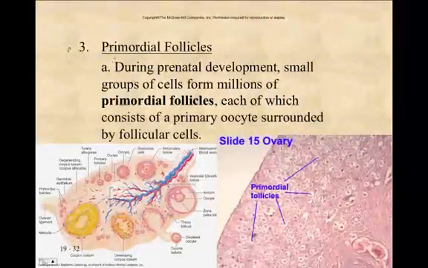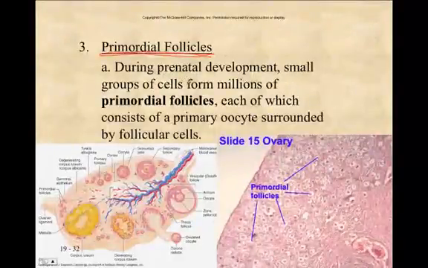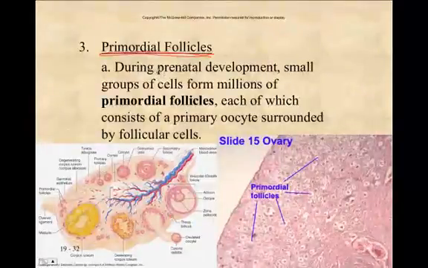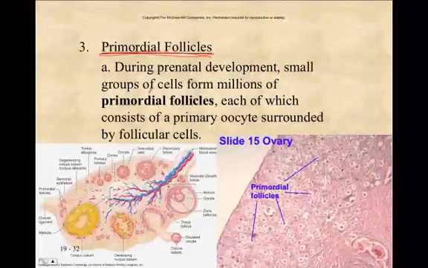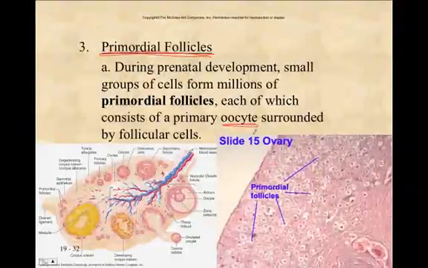So again, the very first stage for the follicle development is going to be the primordial follicles, and these are what are formed during prenatal development. So again, these are going to be formed before birth. And they're just going to be a group of cells that form these primordial follicles. And each of them is going to basically consist of a primary oocyte that's going to contain the genetic information, surrounded by these follicular cells. Okay. So if you look, these are all these primordial follicles.